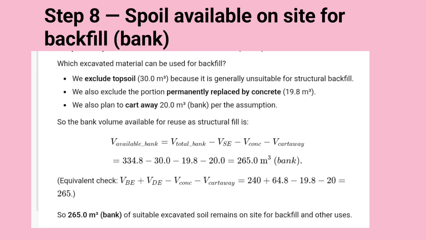Step 8. Spoil available for backfill. Not all excavated soil is usable. We must exclude topsoil, 30 cubic meters. Concrete occupying space, 19.8 cubic meters. Cart away, 20 cubic meters. So from our total excavation of 334.8 cubic meters, the net usable spoil is 334.8 minus 30 minus 19.8 minus 20 is equal to 265 cubic meters bank. This represents the amount of suitable material available on site.